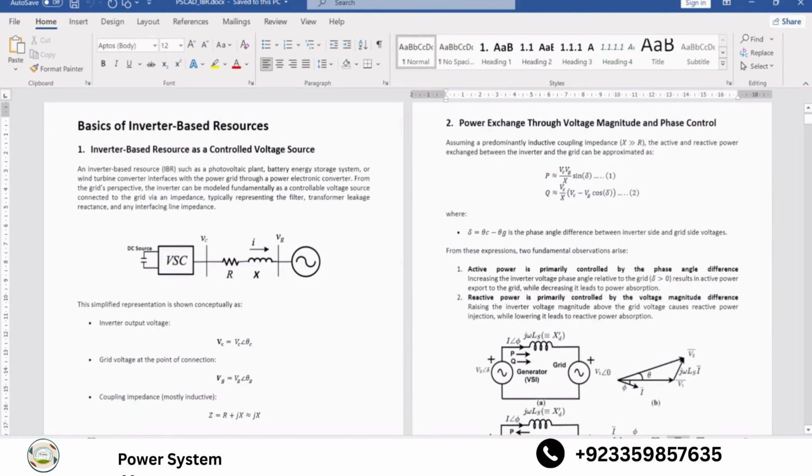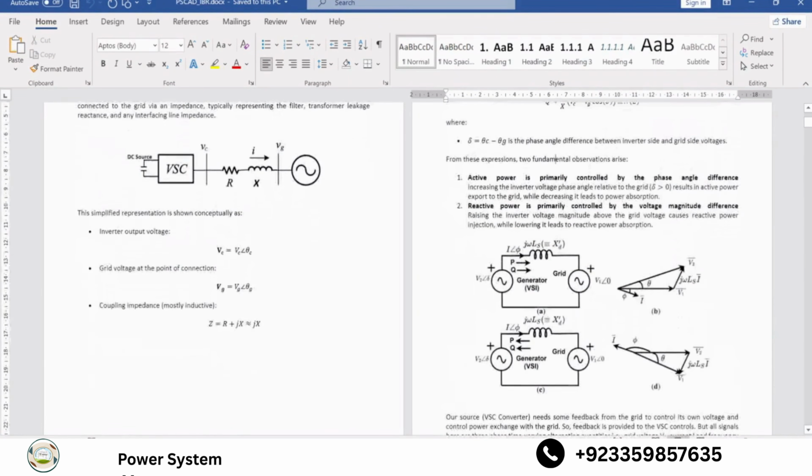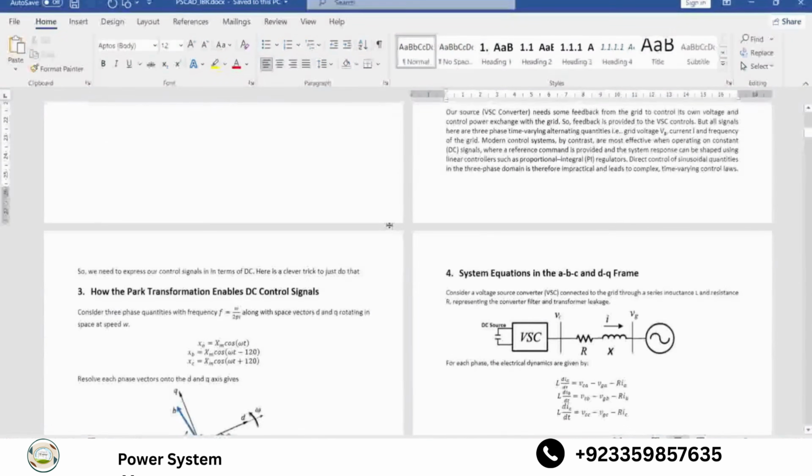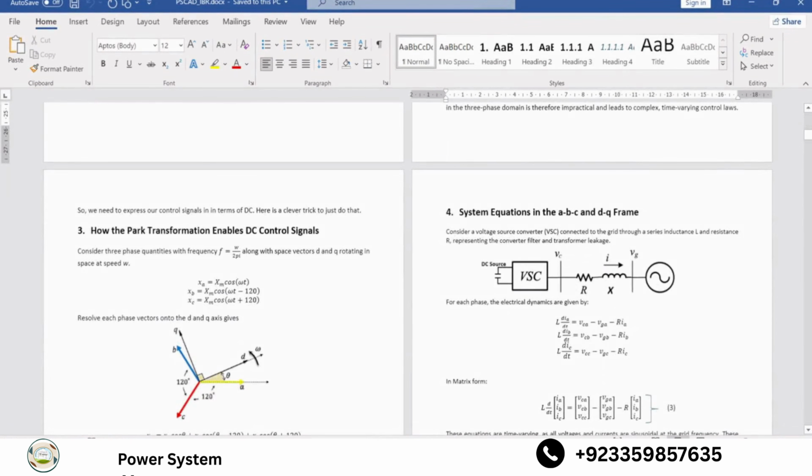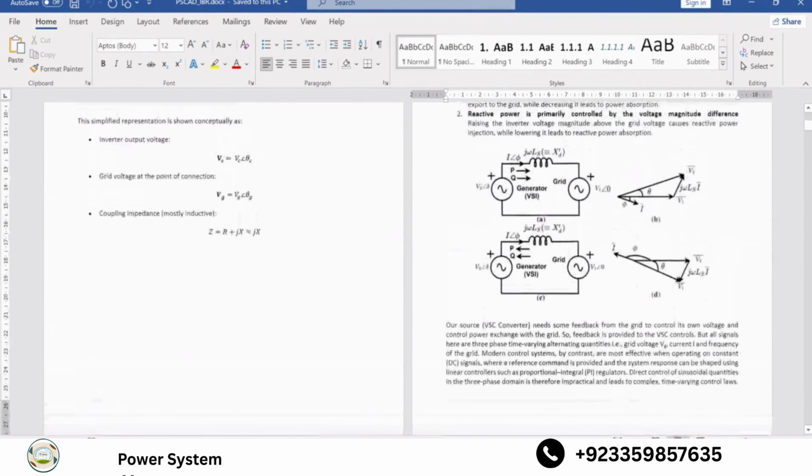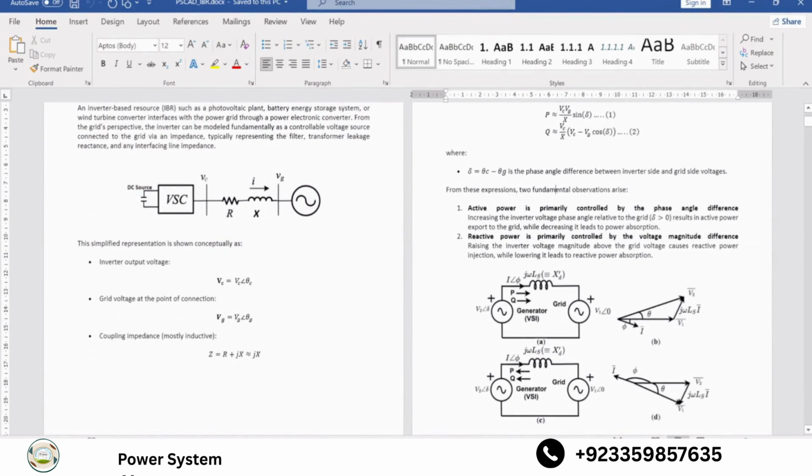So you could see that I could exchange active and reactive power with the grid using an IBR, and that's actually the very basics of IBR, and obviously I will be explaining all this. And let's go a little further, and see how we can exchange active and reactive power with the grid.